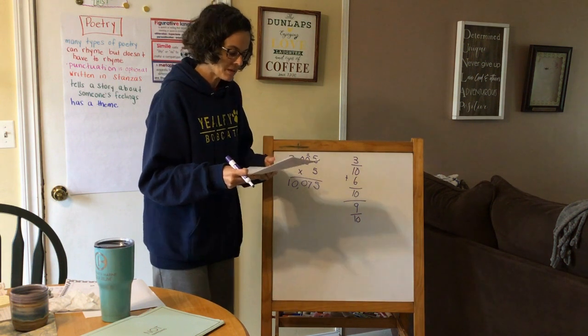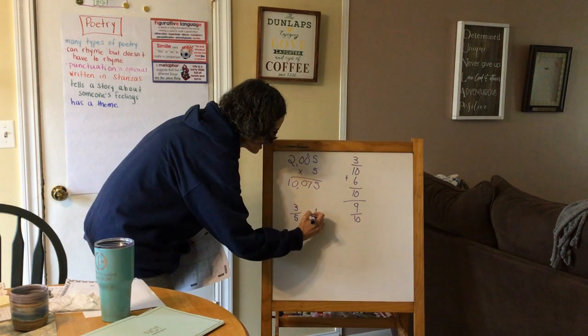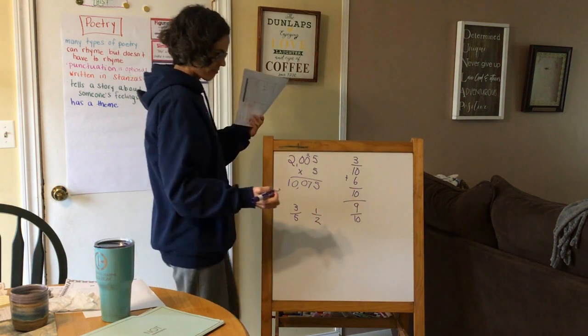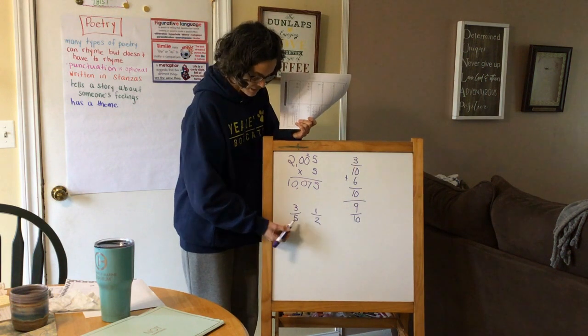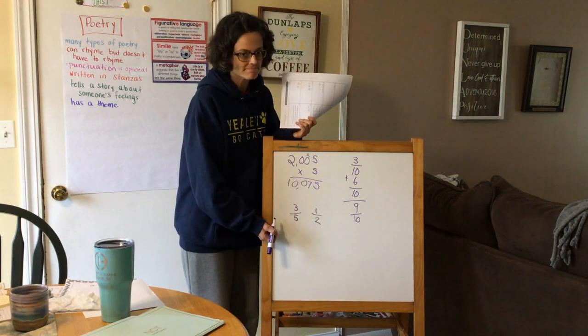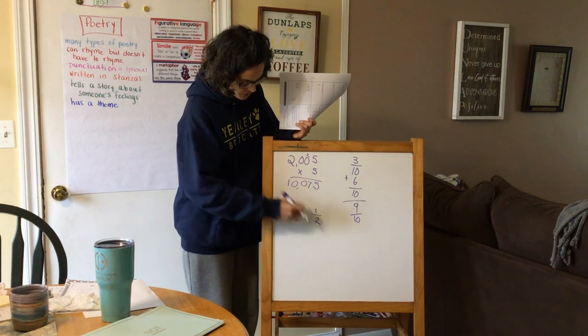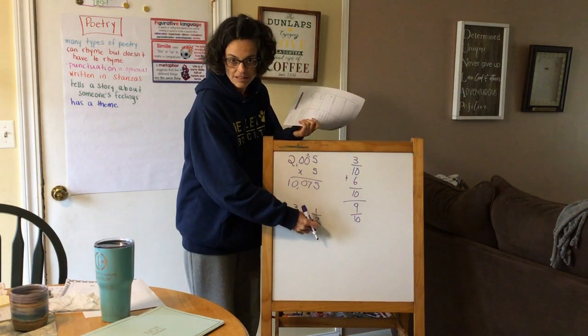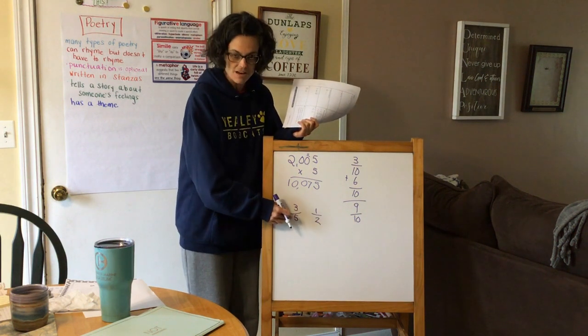All right, next one, we are comparing 3/5 and 1/2. Are the numerators the same? No. Are the denominators the same? No. So we have to use benchmarks. So now we have to think. We're comparing a half. Okay, well that's easy, that's a half. So we have to think of what is a half of 5?